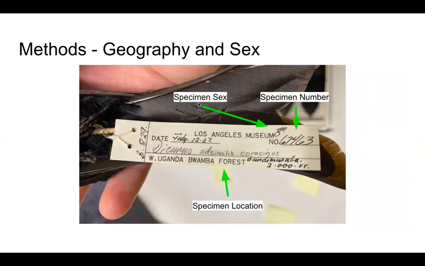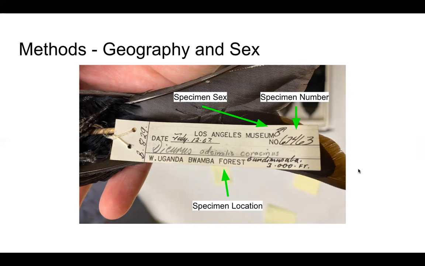So on the top, we can see specimen sex and specimen number on this label on the bird. Each bird has its own label that comes with it that gives us information about where the bird is from, what sex it is, because you can't often tell after it's been preserved, and other information sometimes about what was in its stomach, different characteristics that might have changed over time. What we want to look at right now is the sex label in that top right, and the bottom where it says West Uganda Bwamba Forest. That's where the bird was found.